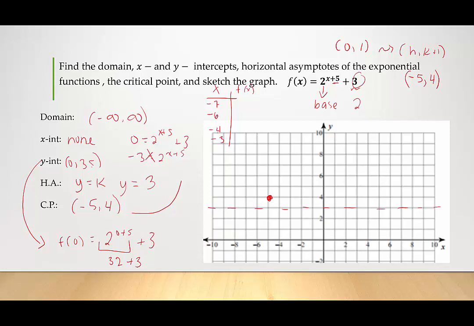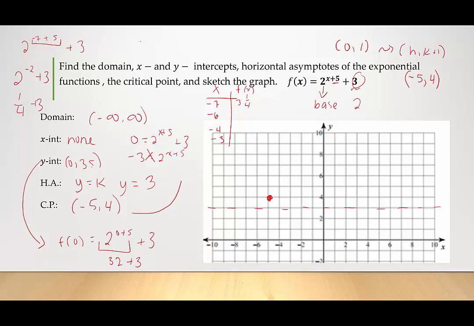-7, that would be 2 to the... let's scoot over. 2 to the -7 plus 5, and then that thing plus 3. So -7 plus 5 is -2. 2 to the -2 is 1 over 2 squared. That's going to be 1/4 plus 3. So I end up with 3 1/4.